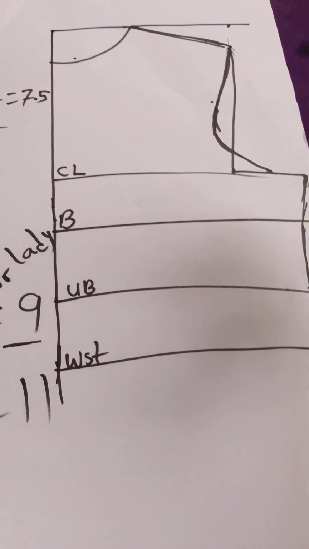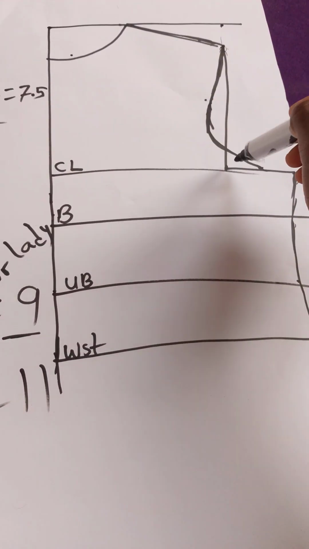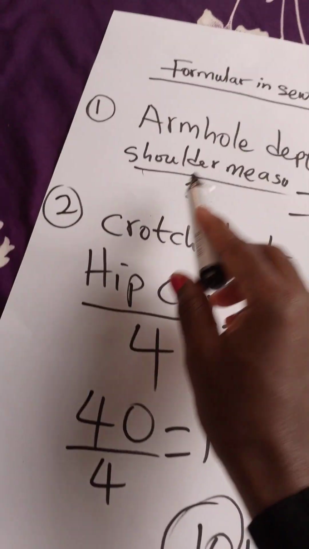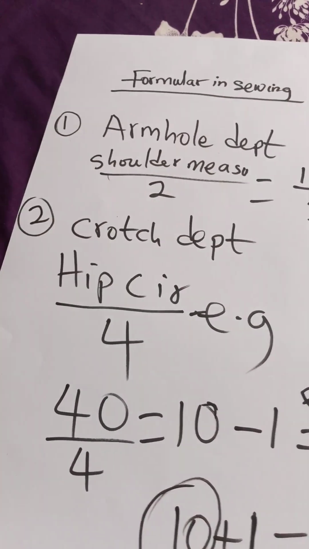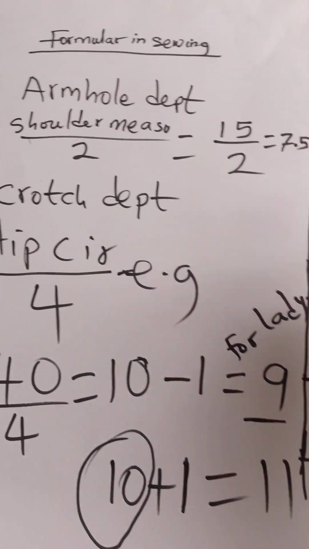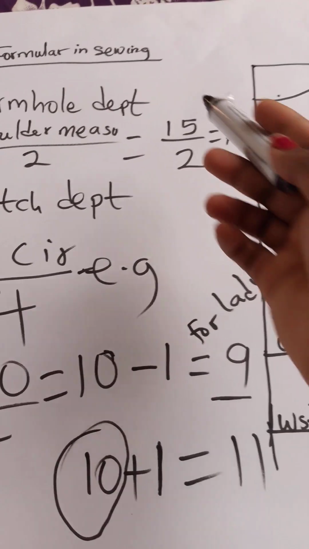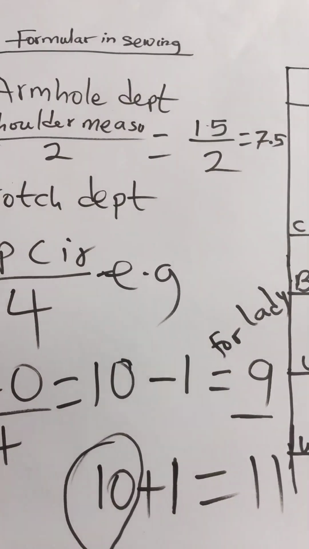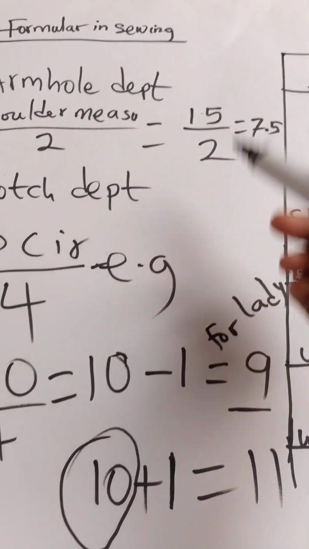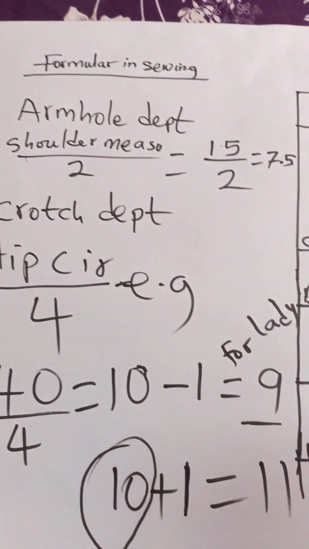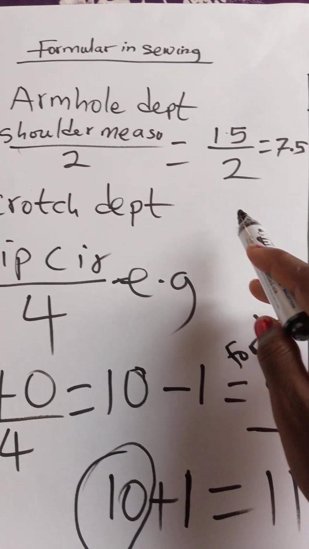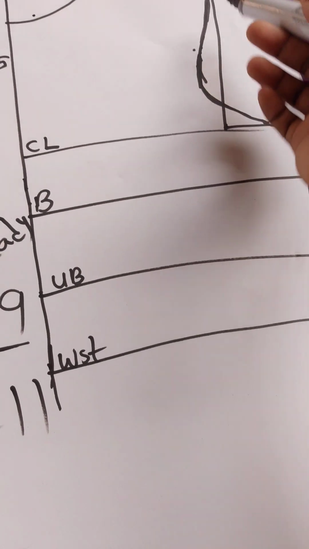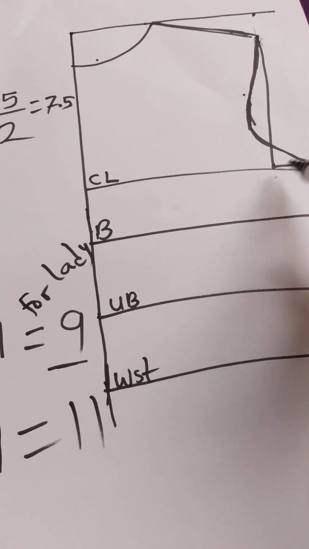So you might not necessarily need to measure this depth on your clients, this armhole depth. So that's why this formula is very important. Once you have this shoulder measurement, what you need to do is to divide it by 2. For instance, I have here 15 as my shoulder measurement, right? This very measurement. 15 divided by 2 gives me 7.5. So I'll come to this point and measure my 7.5.